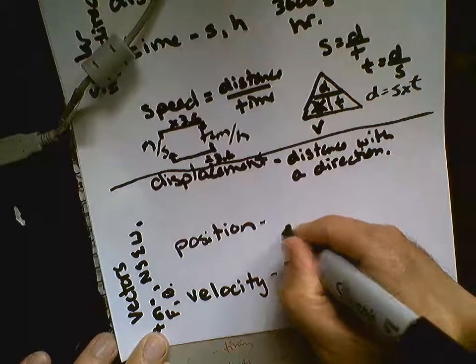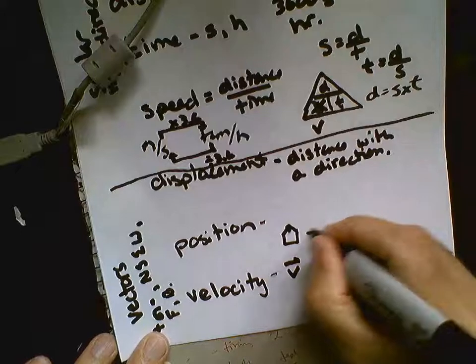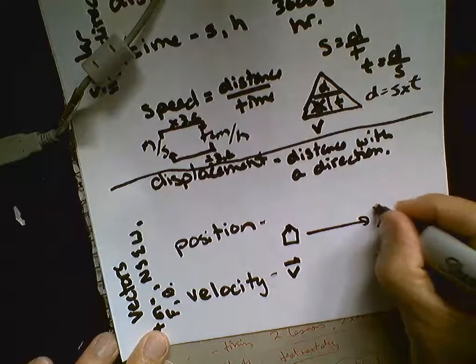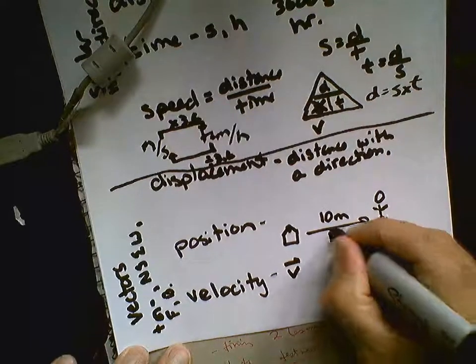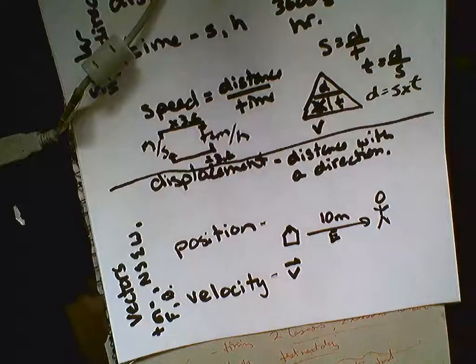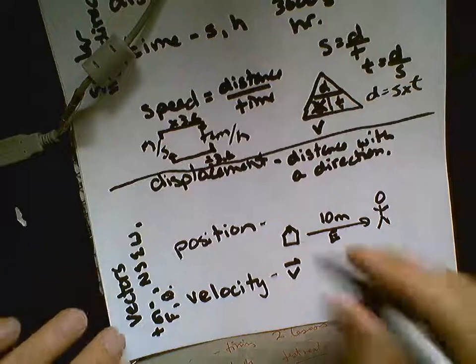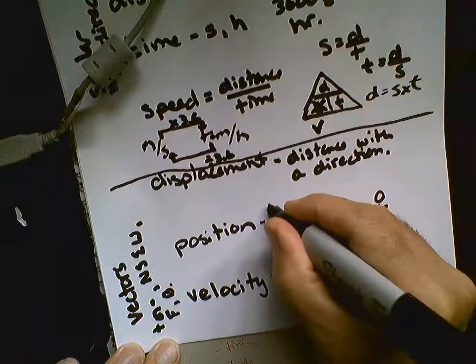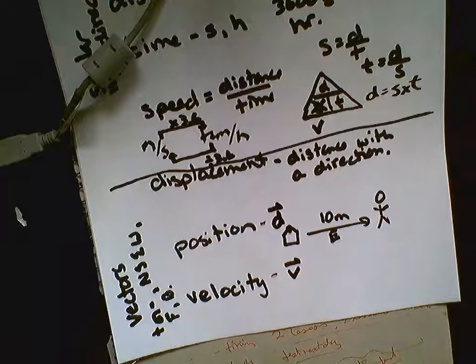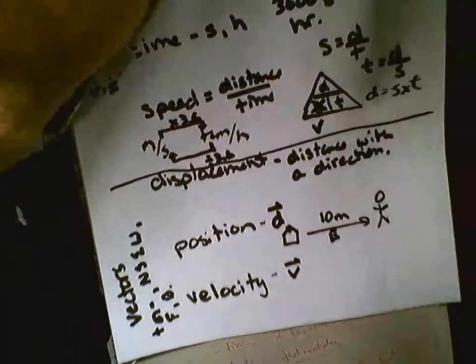So if this is our start point right here, let's say this is a house, and you are standing 10 meters east of the house, that is your position, 10 meters east of the house. What we use for position is a D with an arrow over top of it. Now, displacement is a lot like position, but displacement has to do with things that are in 2 and 3 dimensions usually. I'm just going to move to a fresh sheet here.